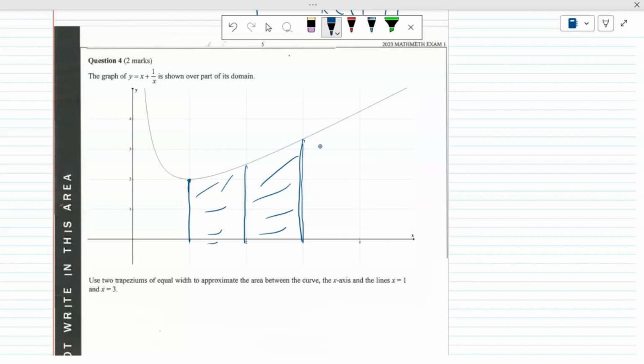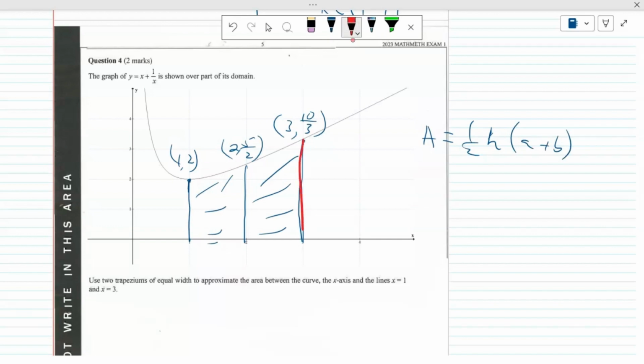So that's 1, 2, 3. If I substitute 1 there, I'll get 2. Substituting 2 there, that's going to be a half plus 2, which is 5 over 2. So 3 there, 3 plus a third is actually 10 over 3. All right, now we know that the area of a trapezium equals half times height times A plus B. If I label this section B and that's A, and that bit here is my H, and H equals 1.